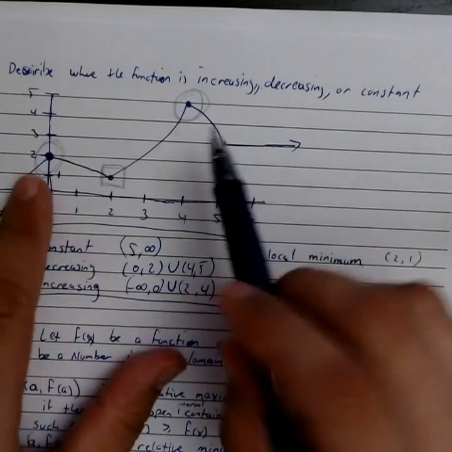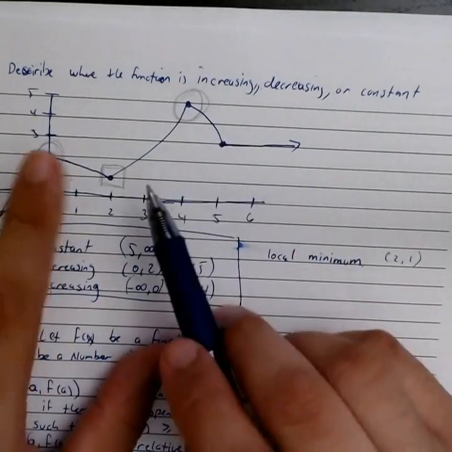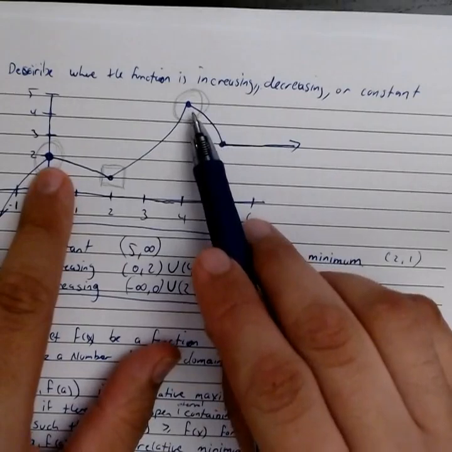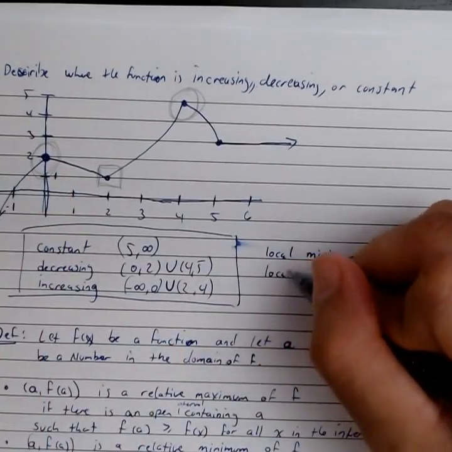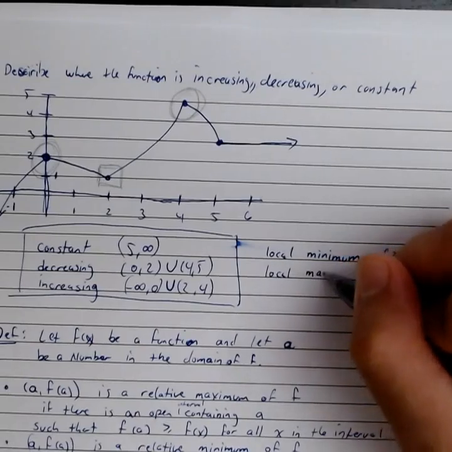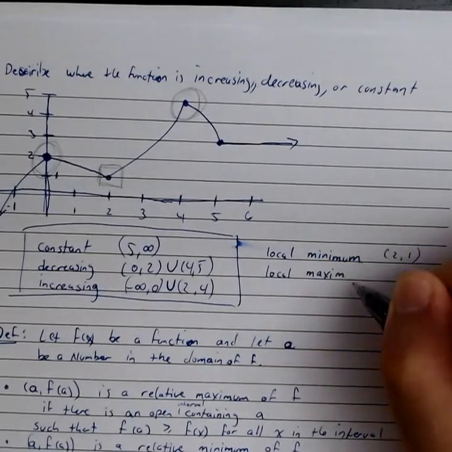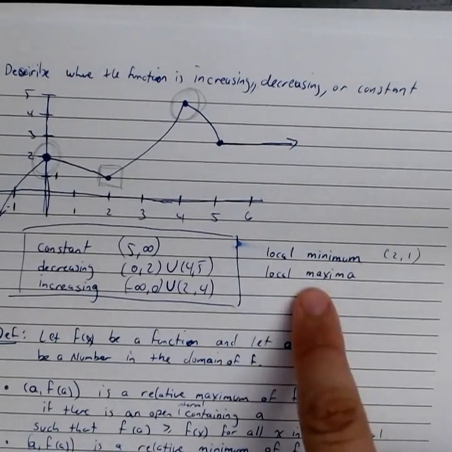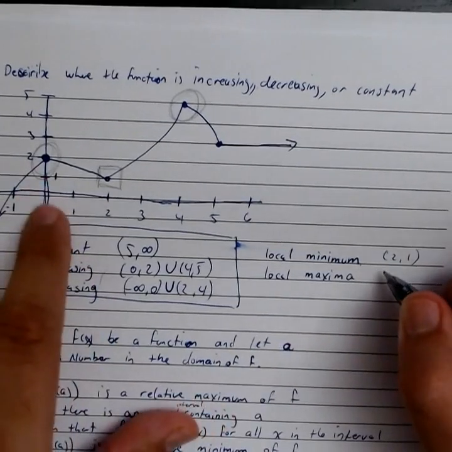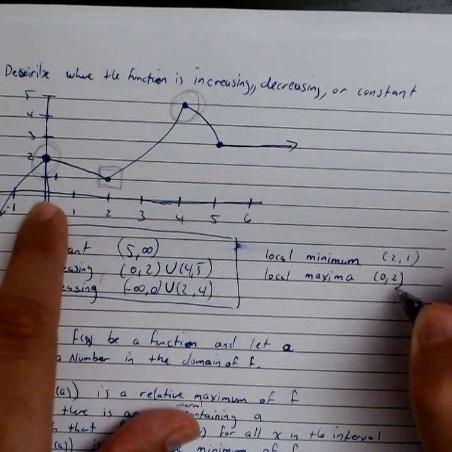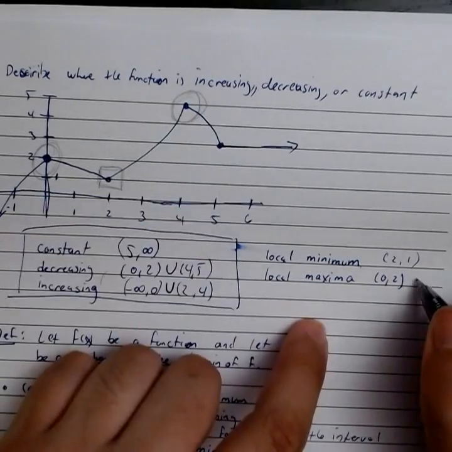And here we're going to have a maximum, but then there's another maximum, so there's 2 of them. Here we're going to have local maxima. Plural of maximum is maxima. And there's 2 of them. That's going to be 0, 2, and that's going to be 4, 5.